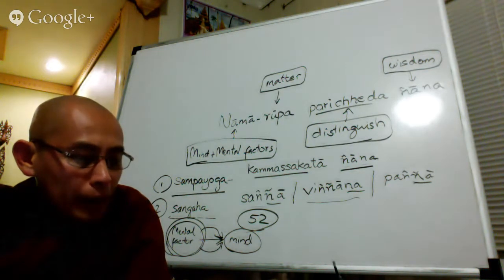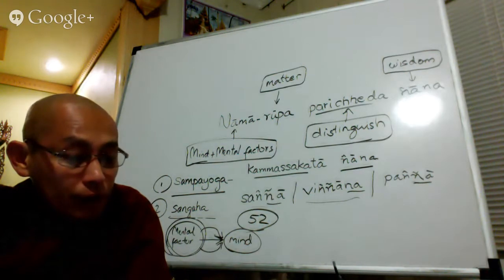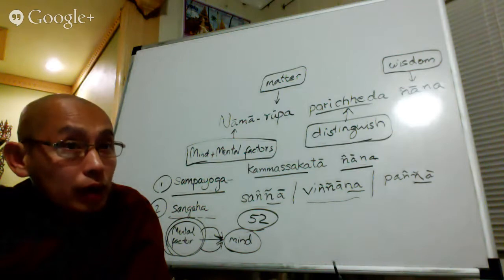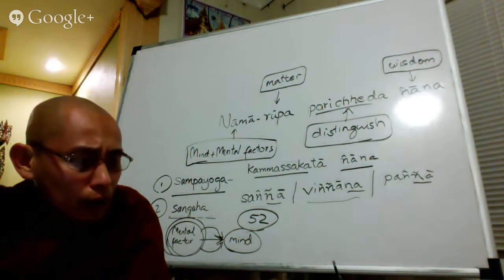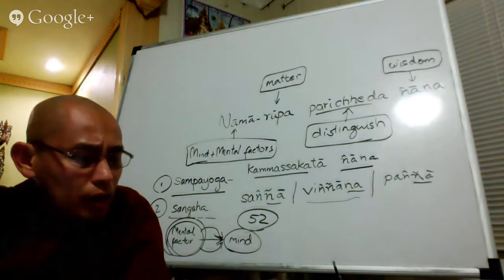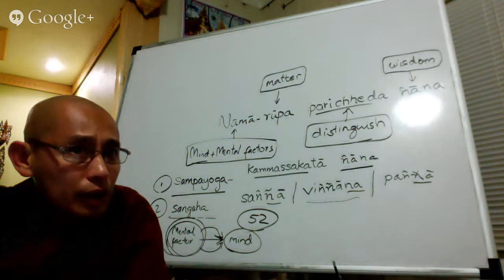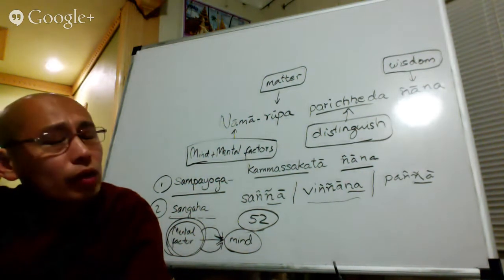And then Rupavachara Chitta, form sphere consciousness. But not all form sphere consciousness can associate with the vitaka, because vitaka is one of the jhana factors.